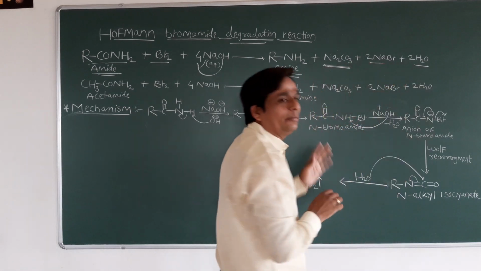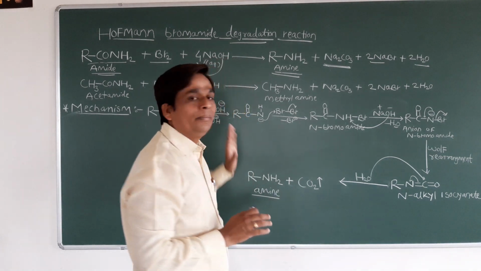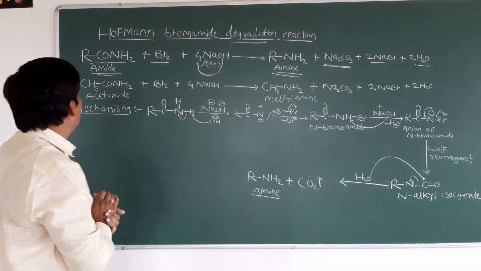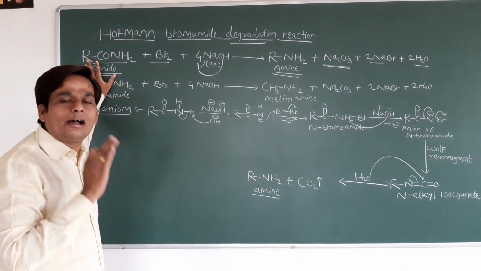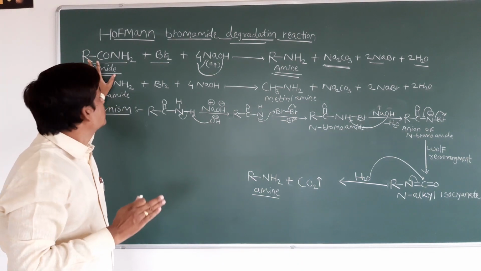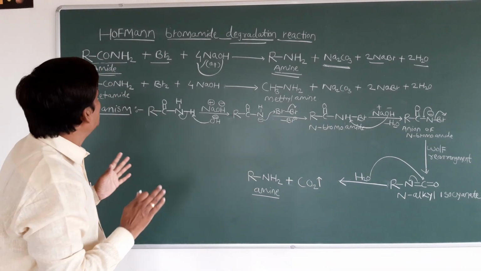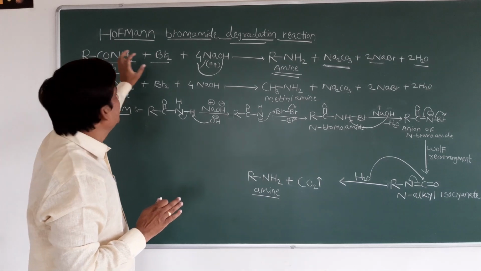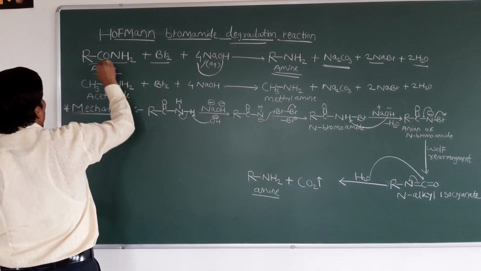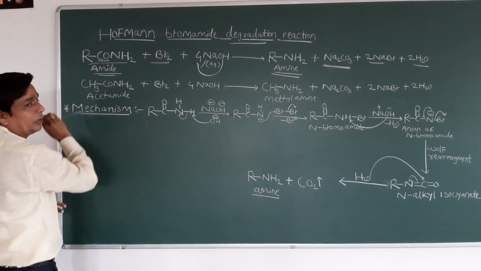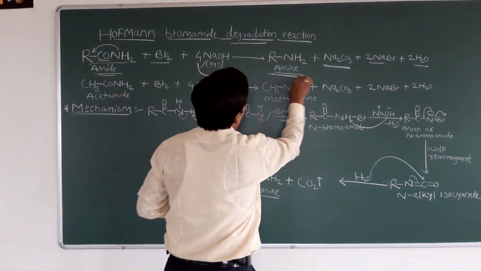We will discuss in the mechanism how this reaction proceeds and how we get the amine. This is the general equation. Students, now clear? It's simple, remember that. In the Hofmann bromide degradation, amide converts into amine. In JEE and NEET exams, they give this reaction, so just remember: when amide, bromine and NaOH are there, you remove the carbonyl group and substitute NH2 as it is. Then simply the product is the amine, RNH2.